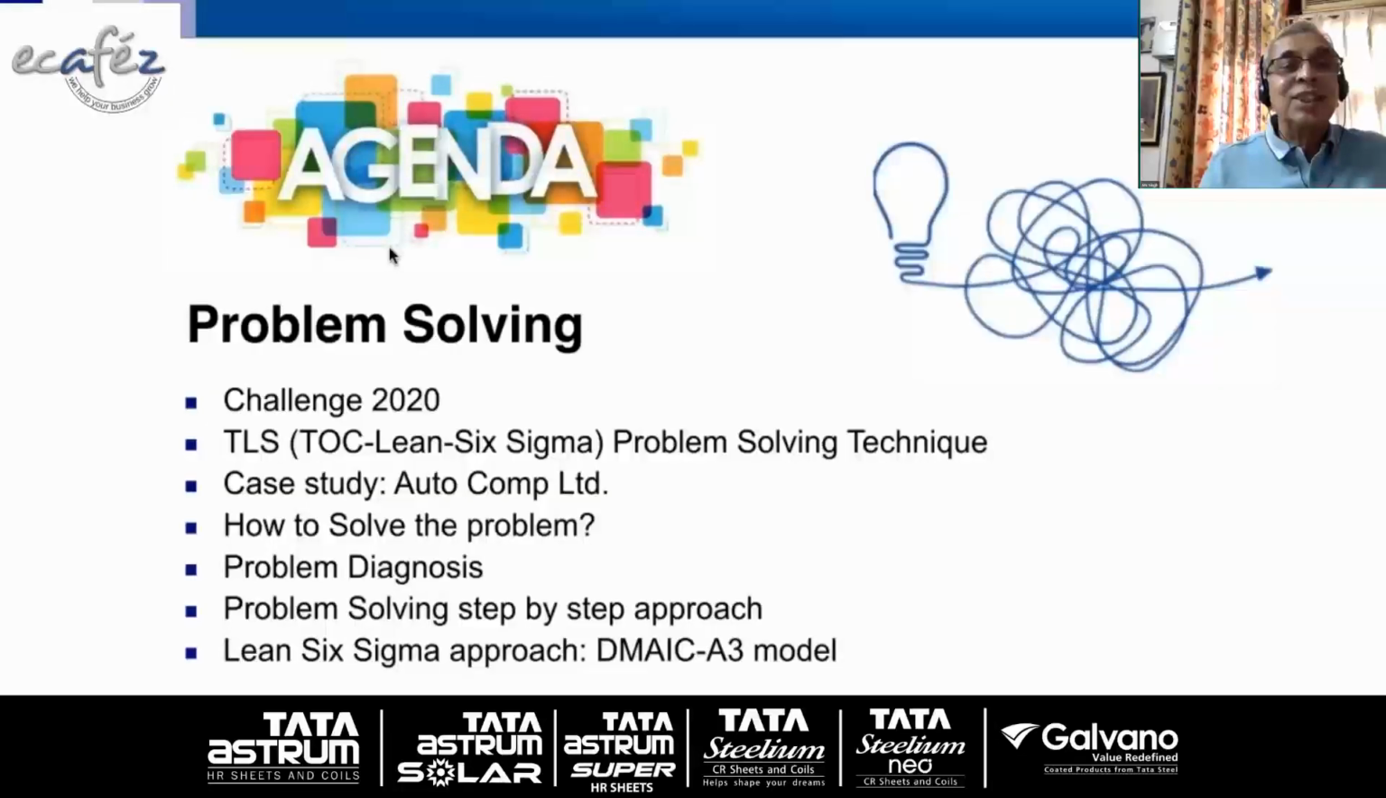So, the agenda of today's webinar is: what is the challenge of 2020? Then the TLS or TOC Lean Six Sigma problem solving technique. Briefly, it will cover how we can use it. We'll be explaining how to use this technique to enhance competitiveness using an actual case study of Comp Ltd. Then how to diagnose and solve the problem, with a step-by-step problem solving approach using the Lean Six Sigma approach, DMAIC and the A3 model.